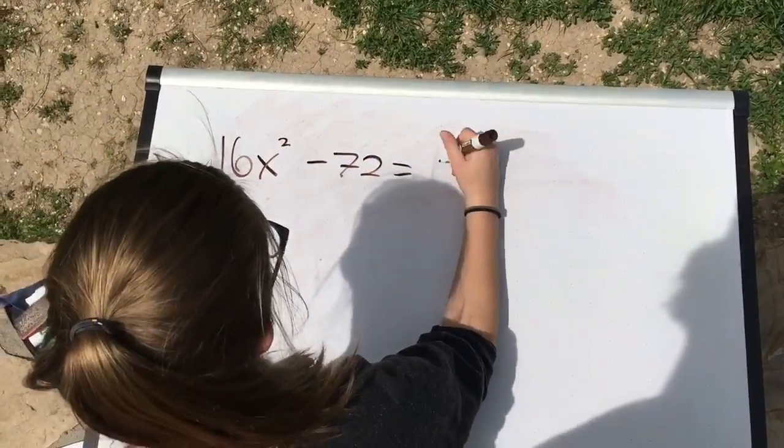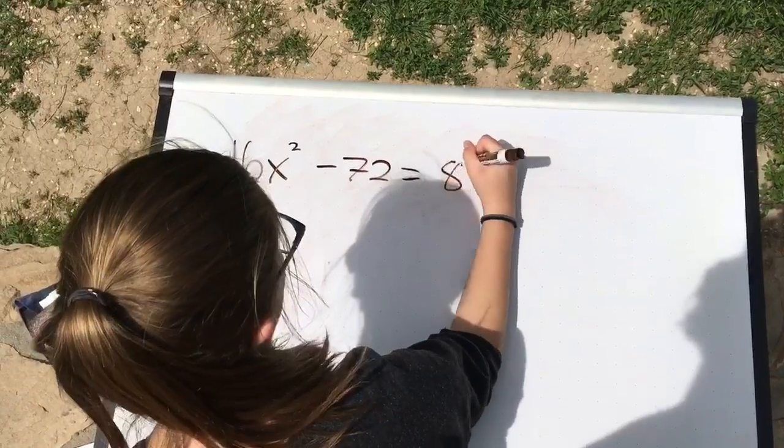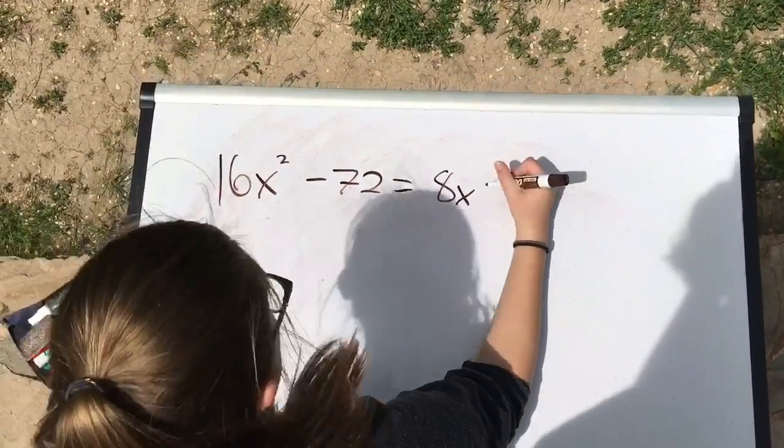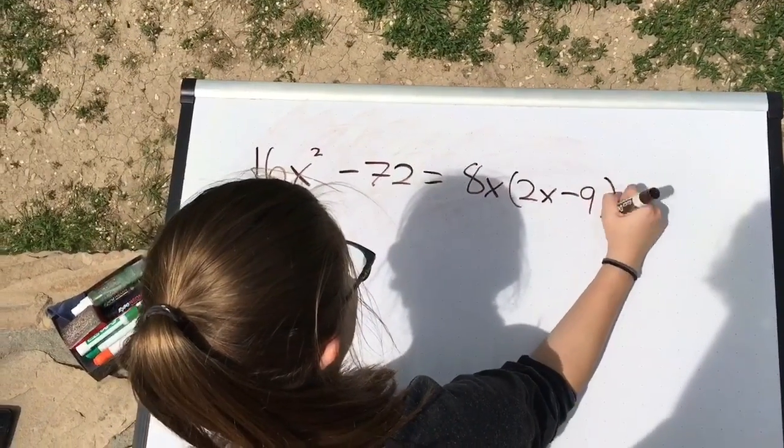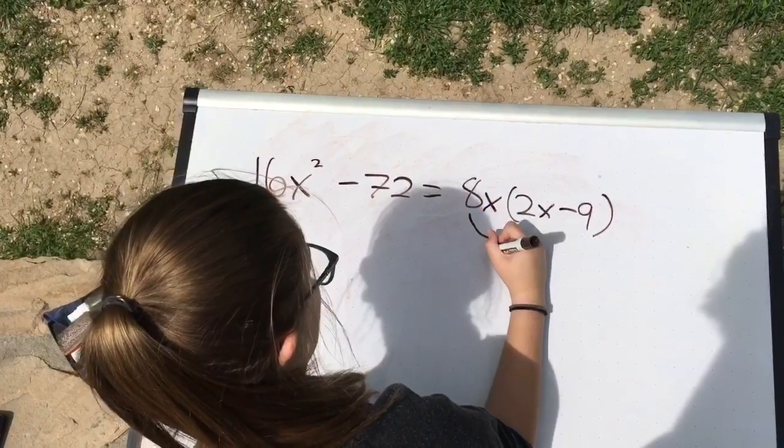Okay, in this next equation, we can figure out that 8x can go into both 16x squared and 72x. So that leaves us with 2x minus 9.